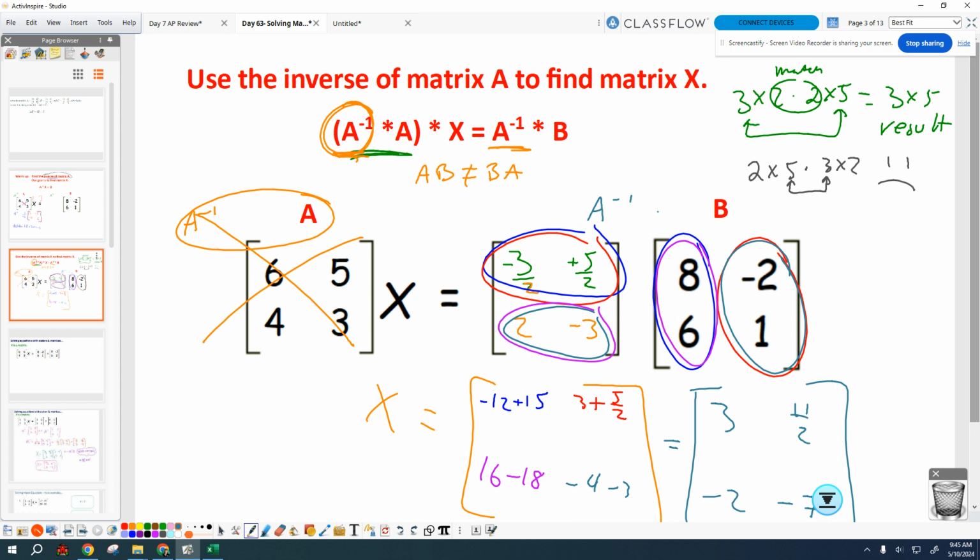Guys, can I erase what's here? Wait, how did you get 3 plus 5 over 2 is equal to 11 over 2? Multiply this by 2 over 2. Make it like turns. Alright, can I erase the work that's here so I can try and answer?